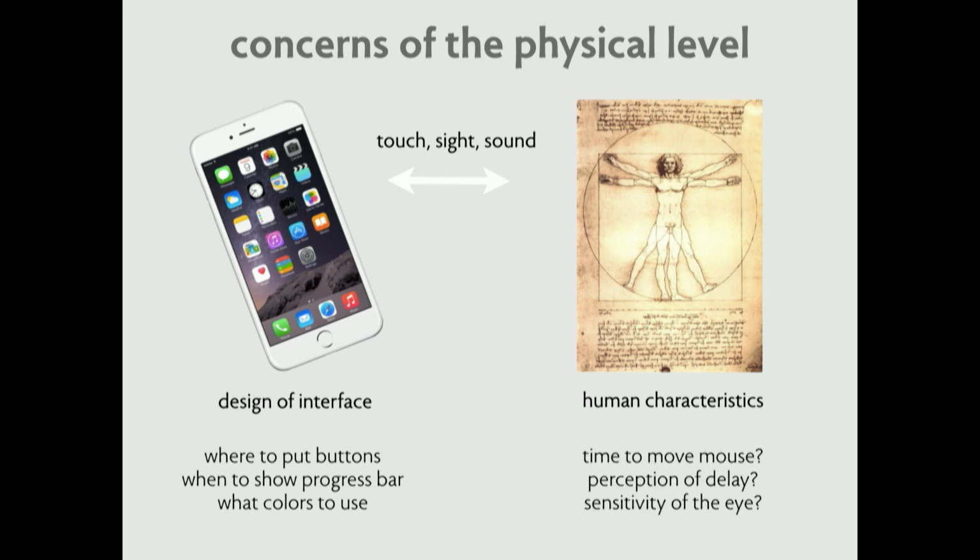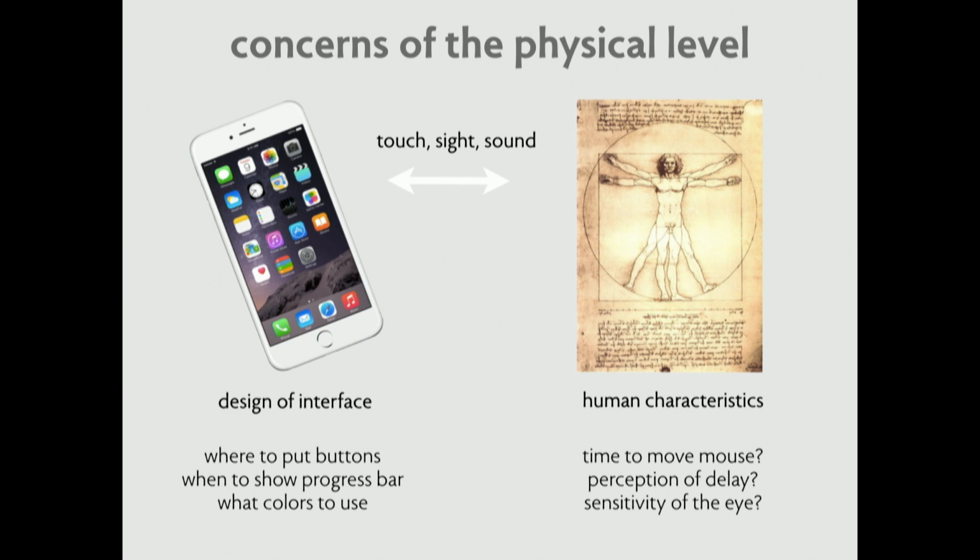And on the other hand, there are things you know about the way humans behave. How fast does a human move a mouse, right? How much delay does a human being typically perceive? What can the eye actually perceive? So even if I think I'm designing for somebody who doesn't have reduced vision, what can I reasonably assume about what someone will actually be able to resolve?